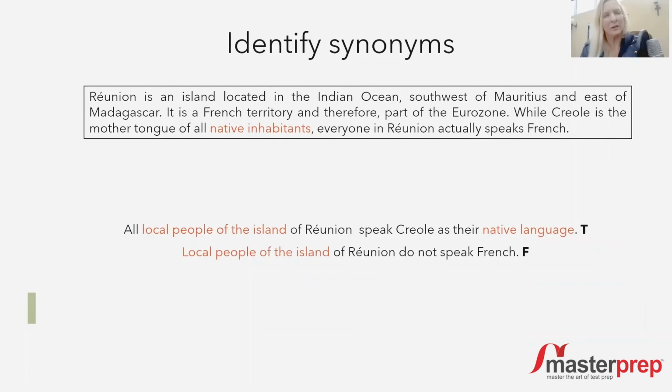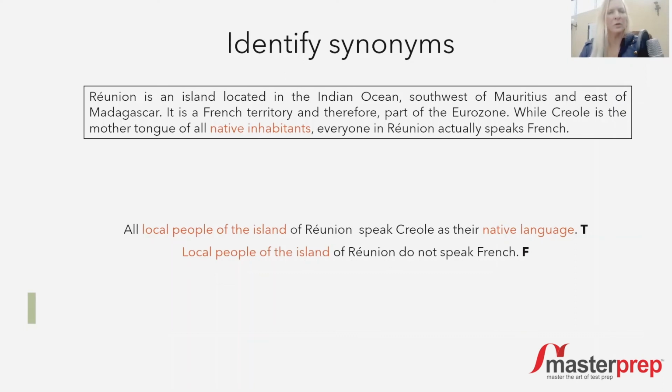So let's take a look at this paragraph. Réunion is an island located in the Indian Ocean, southwest of Mauritius and east of Madagascar. It is a French territory and therefore part of the Eurozone. While Creole is the mother tongue of all native inhabitants, everyone in Réunion actually speaks French. Let's look at the statements. All local people of the island of Réunion speak Creole as their native language.